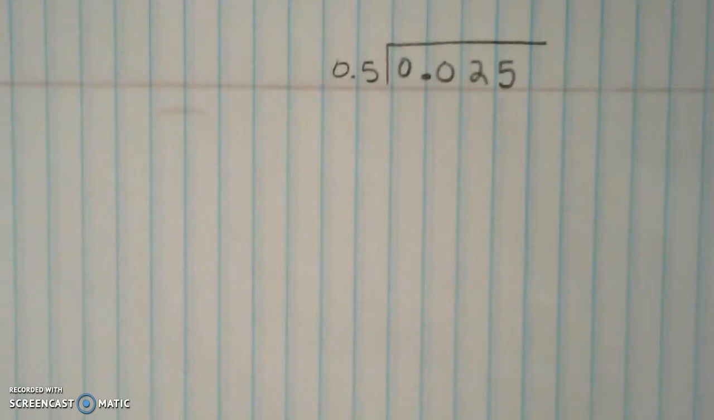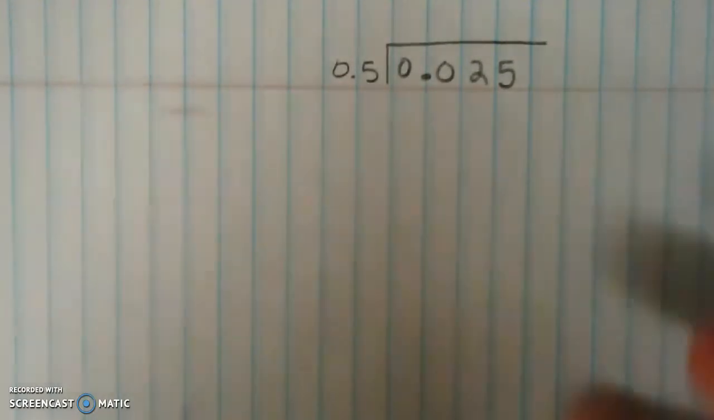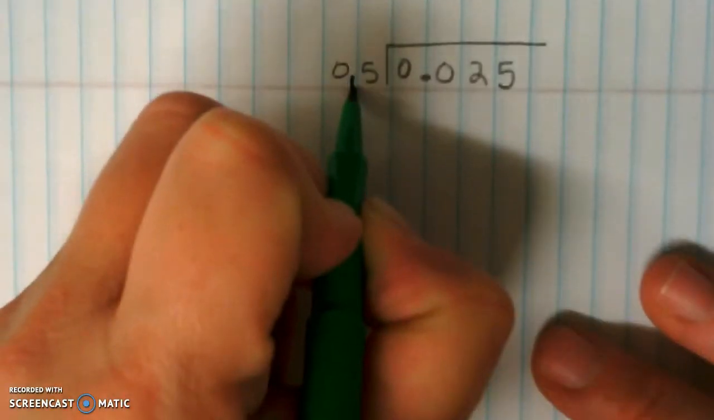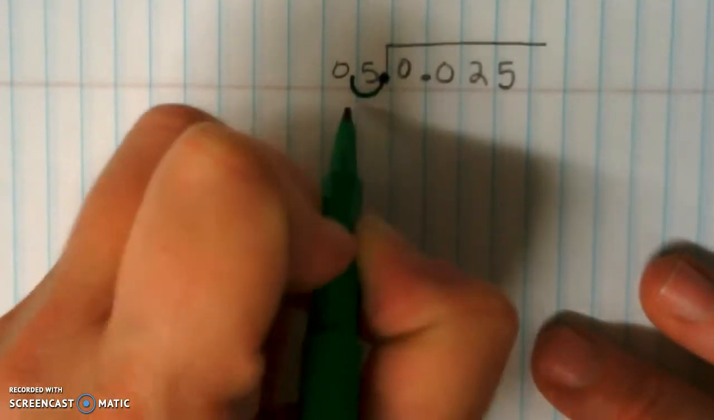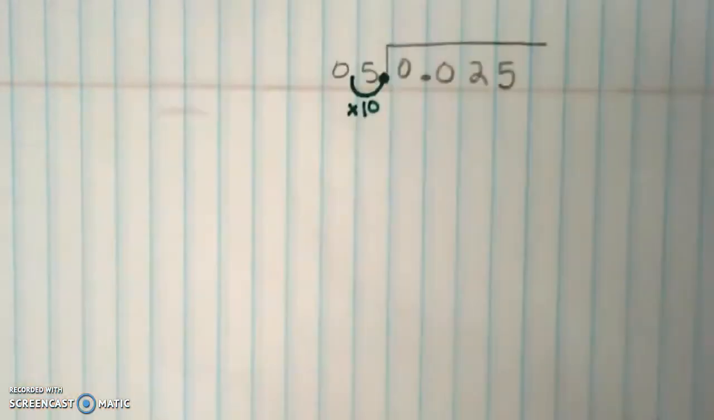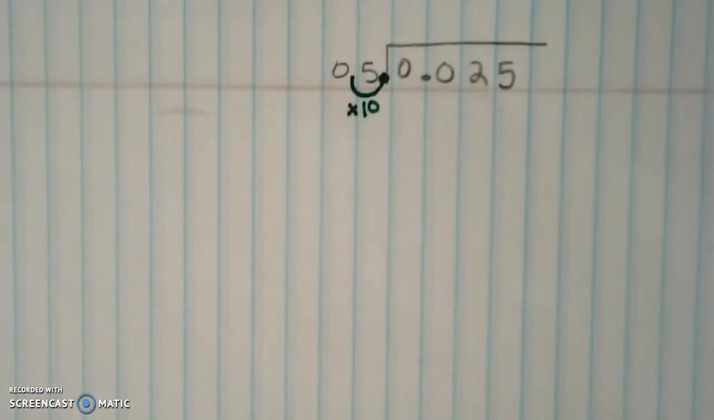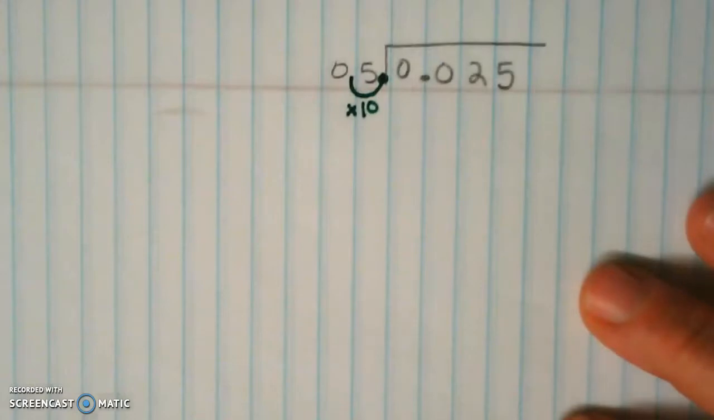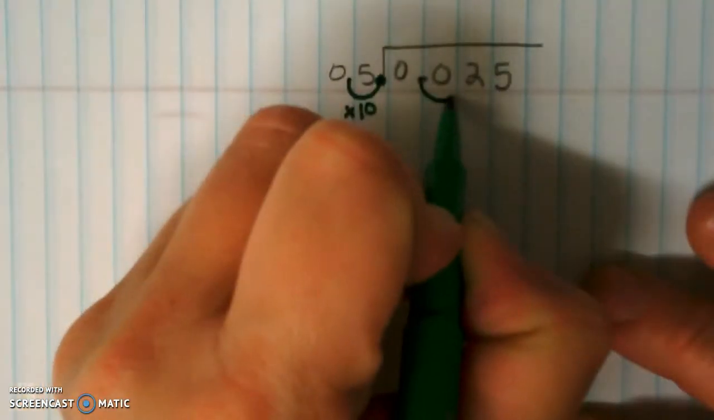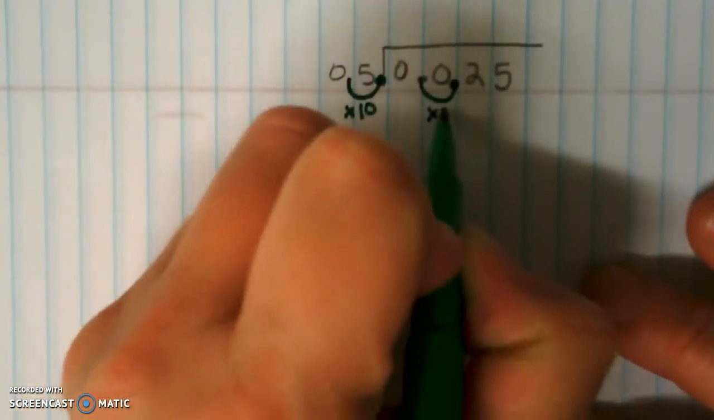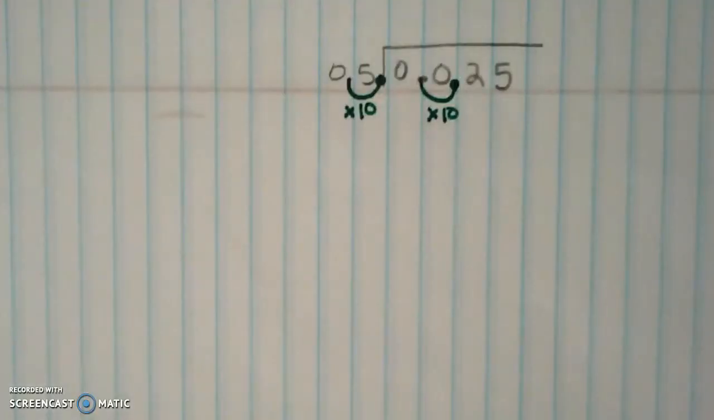Now something that you're probably going to notice right away is we have a decimal in a spot that we can't have a decimal when we're using long division. That decimal right there in the divisor, we need to get rid of. We need to make the divisor a whole number. And for this problem, we can do that by multiplying by 10. So then I need to go into the dividend, and I need to multiply that by 10 as well.